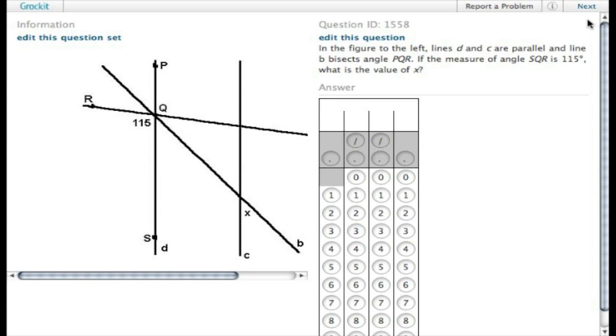In the figure to the left, lines D and C are parallel, and line B, this one going diagonally right here, bisects angle PQR. If the measure of angle SQR is 150, what is the value of x? Okay, so we didn't really have to say this, and the question is really labeled there.